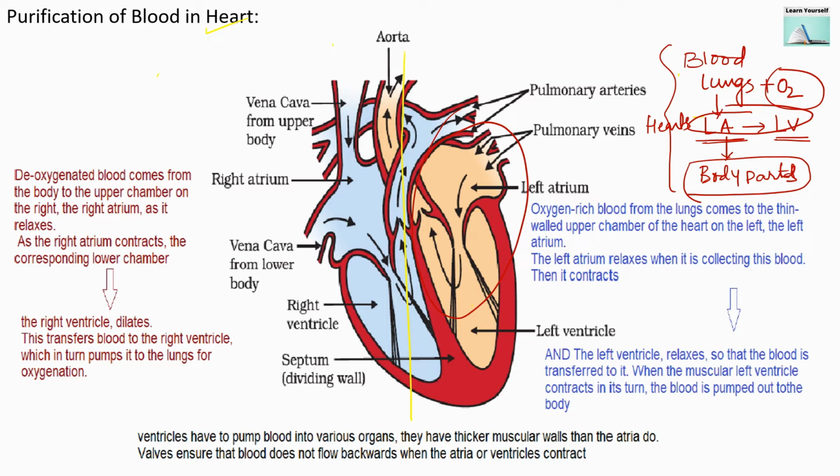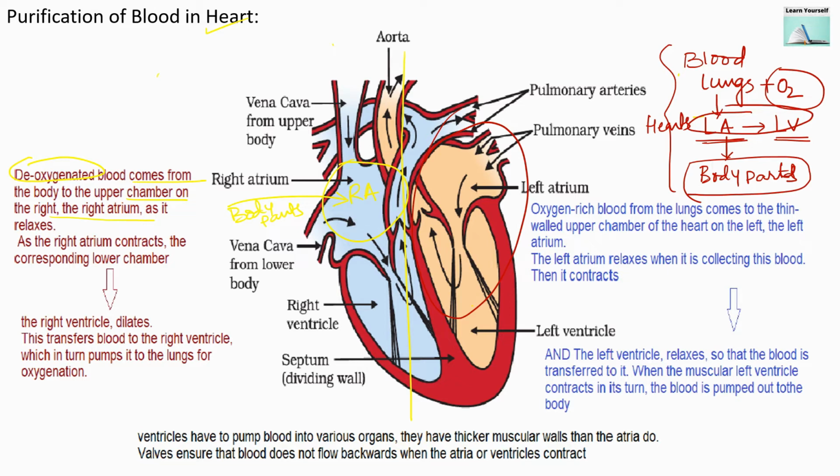So here, deoxygenated blood comes from the body to the upper chamber, the right atrium. So this is the right atrium. Blood will come from the body parts. And once it is coming from the body parts, we know it is impure, it is rich with carbon dioxide. So deoxygenated blood will come from the body parts to the right side of the heart and it will come to the right atrium.